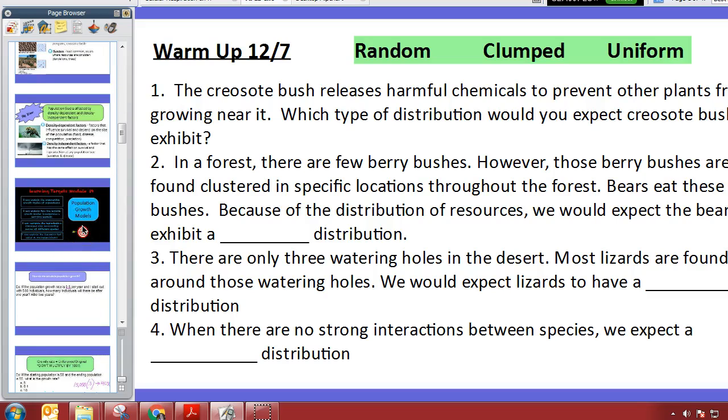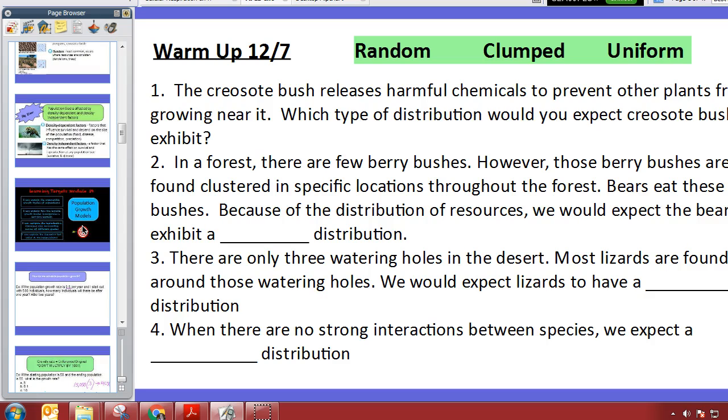All right, recap. So we've been talking about density-dependent, density-independent factors, populations, community. Out of population, community, and ecosystem, which one has living and non-living things? Ecosystem. Which one is just all the living things? Community. Which one is the living things that are of the same species? Population. Okay, good.